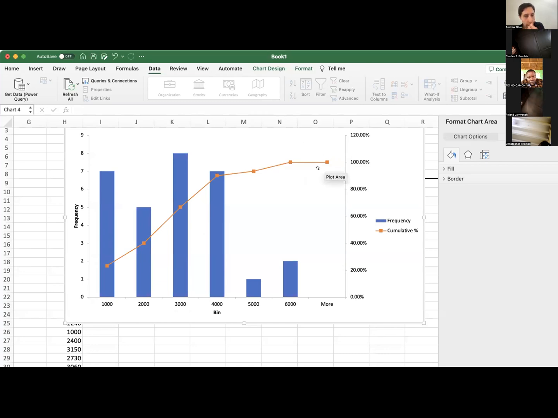Okay, so for Excel, it's very easy to make a cumulative relative frequency plot. You just have to check the extra box. When you do histogram, there's just an extra box to check for getting cumulative relative frequency. Is that okay?